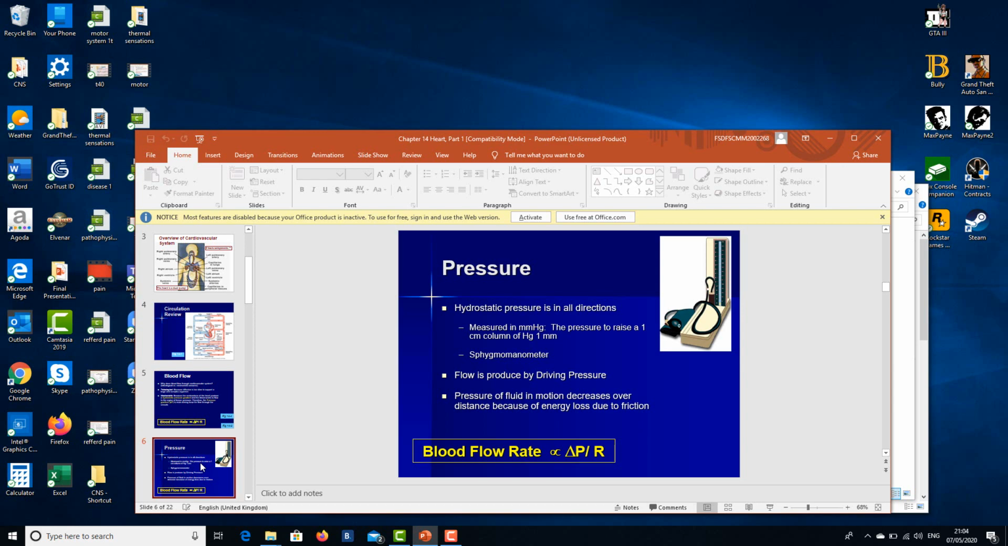So we should know how this pressure, which was quite high when it left the heart, is quite low when it is reaching the lower areas of the body because of the loss of energy due to friction.